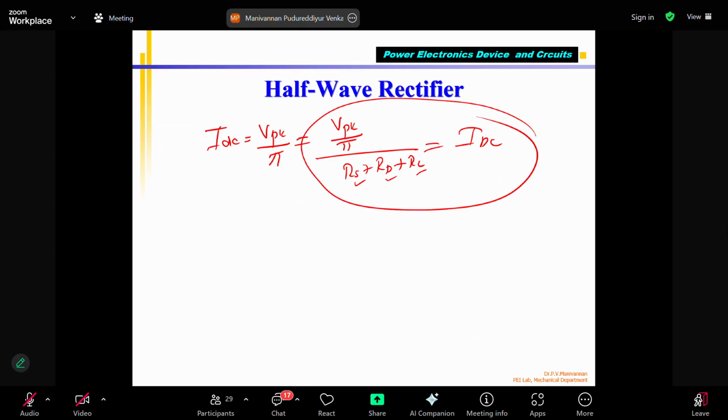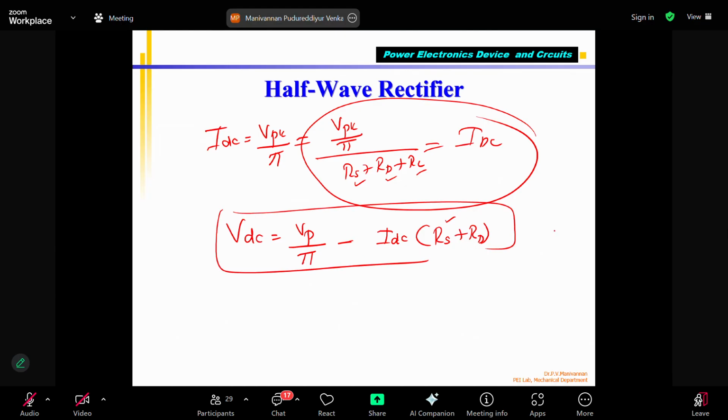So we can write VDC equal to VP divided by pi minus IDC into RS plus RD. Okay, this is another formula you can write. Once RS value, secondary coil resistance and dynamic resistance, we know that very low, if it is known, and then you can calculate VDC using this formula.